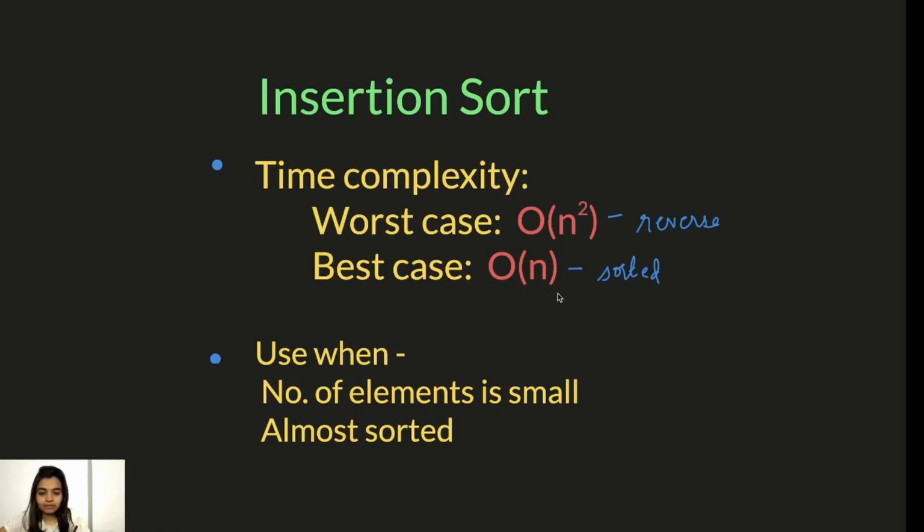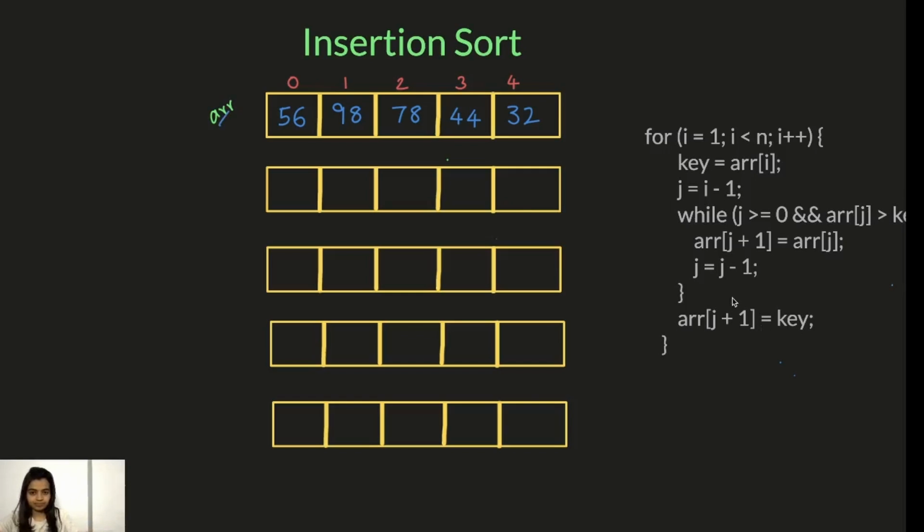Insertion sort is best used when the number of elements in the array is very small. It's most efficient there. Also, when the elements are almost sorted, with very few elements out of place, then we use insertion sort. Now I'll explain insertion sort with the help of an example.